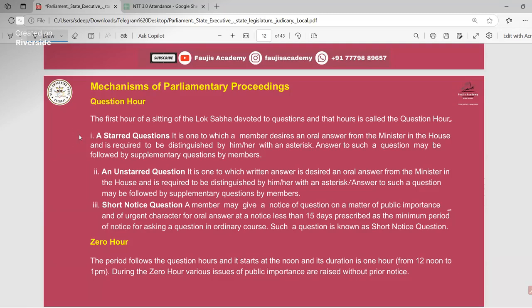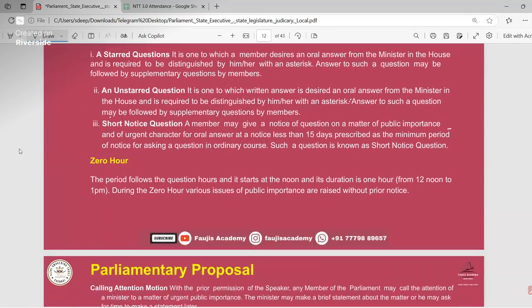So next, the difference between these three types of questions is the color of paper they are printed on. A starred question is printed on a green sheet, an unstarred on a white sheet, and a short notice question is in light pink or yellow color or nothing. So they have their own colors. The color doesn't matter, but they are printed in different colored sheets for easy identification.